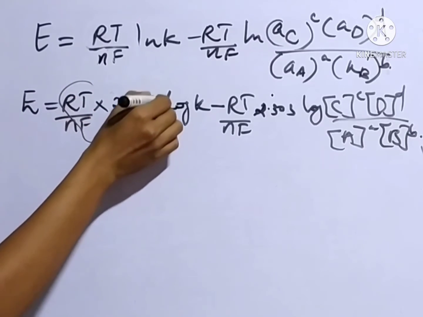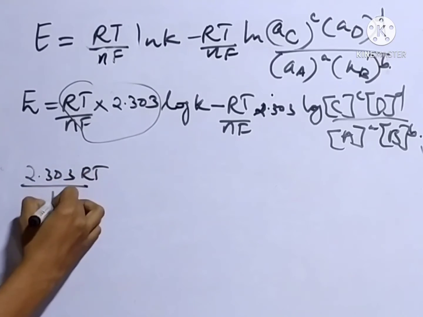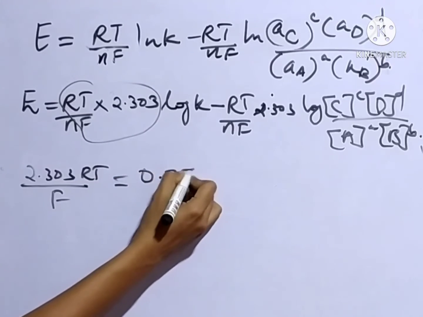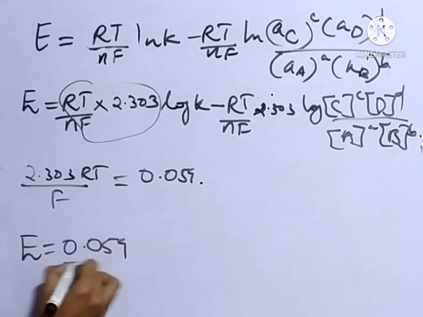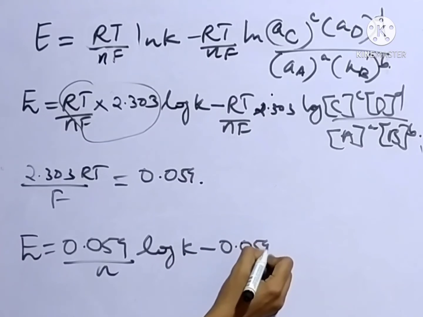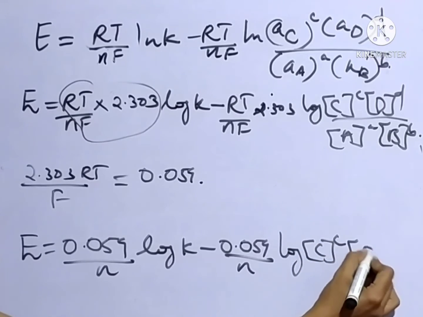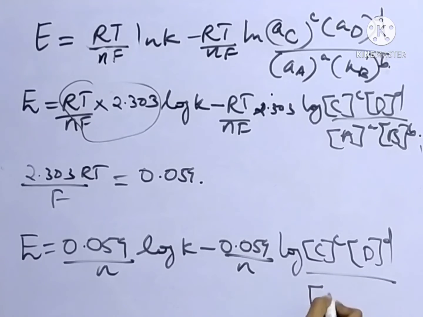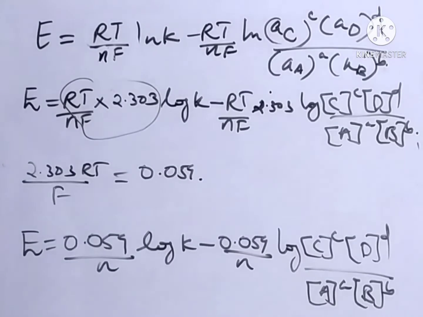Actually, this value 2.303 RT divided by F will be equal to 0.059. So we can rewrite this equation as E equals 0.059 divided by n log K minus 0.059 divided by n log concentration of C raised to c into D raised to d divided by concentration of A raised to a into concentration of B raised to b. This is the final equation to calculate the EMF of an equilibrium reaction.